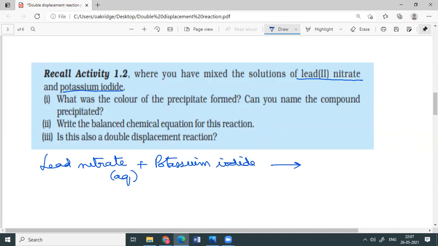So just take this. In every case you can take this. This is a trick we can say. The first part of the salt will always be positive. Second part will be negative. First part positive, second part negative. So this positive and this negative, there will be an attraction. This positive will be attracting this negative. Okay. So here, what is formed? Lead iodide plus potassium nitrate.